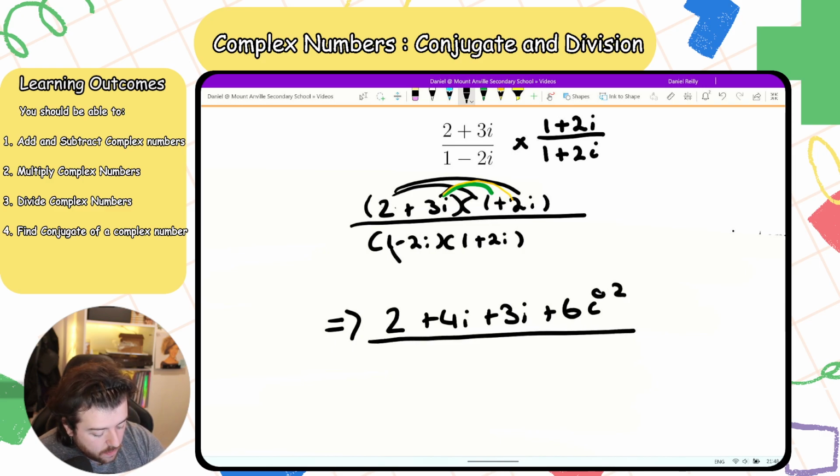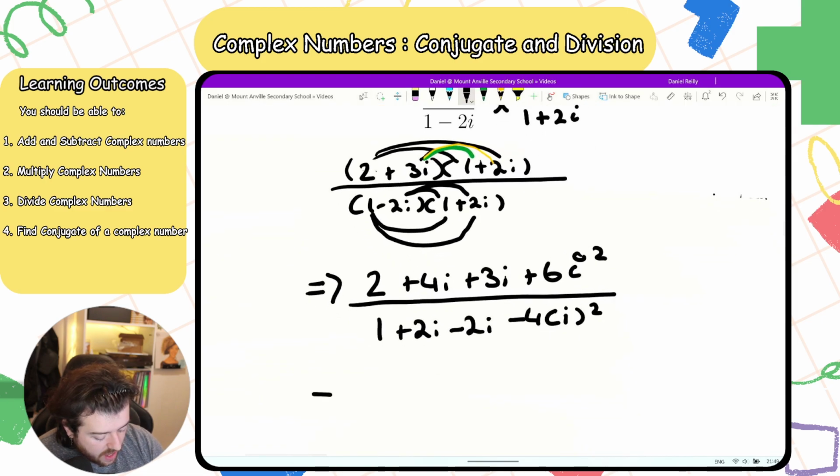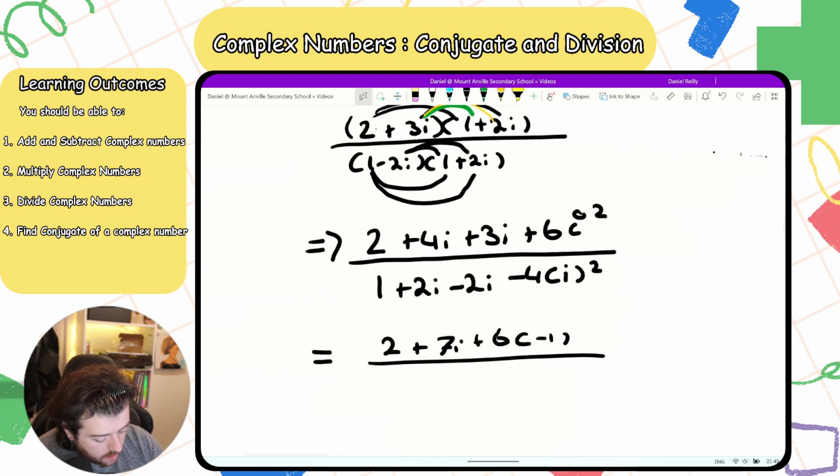Then my denominator: 1 times 1 is 1. 1 times 2i is 2i. Minus 2i times 1 is minus 2i. Minus 2i times 2i is minus 2 times 2 is minus 4, and i times i is i squared. So I have here 2 plus 7i plus 6 times minus 1, all over 1 minus 4 times minus 1.